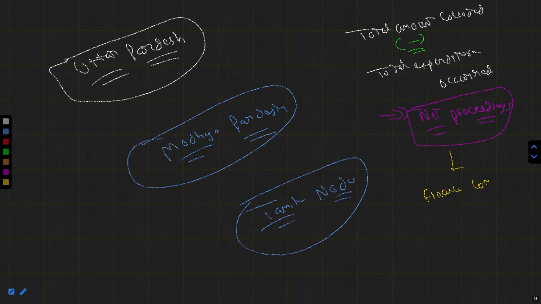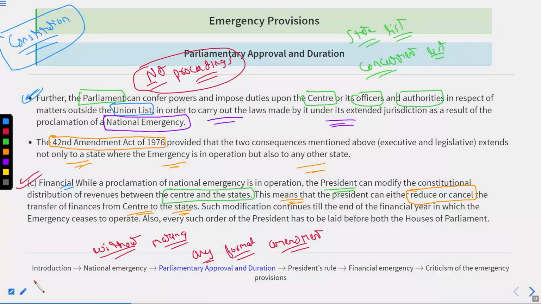In normal times, the net proceedings are divided as per the recommendations of the Finance Commission, which is a constitutional body appointed every 5 years. But during a financial emergency, the President of India can completely reduce or cancel the transfer of finances from the center to the state, which is functional in normal times. Such modification continues till the end of the financial year in which the emergency ceases to be operated.